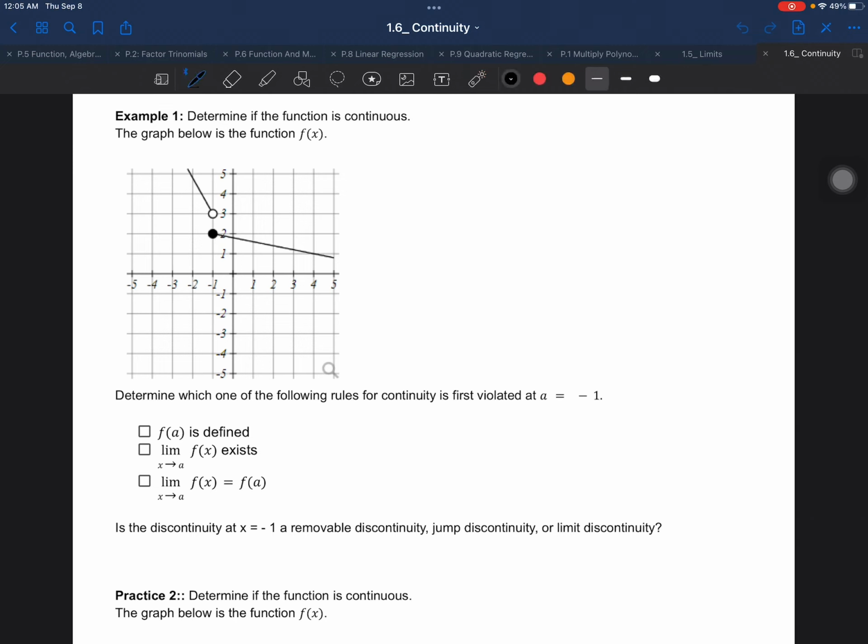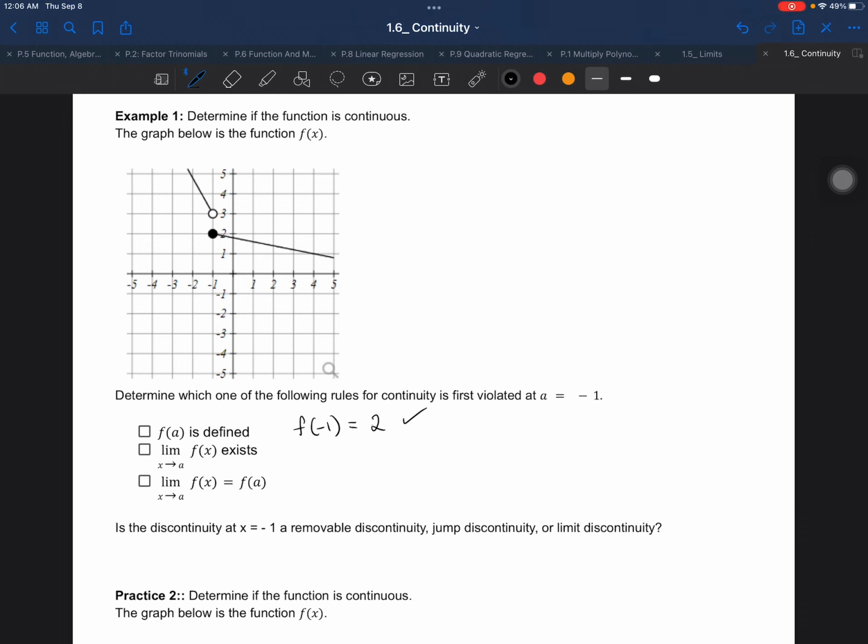Let's think about f of a. Is f of a defined in this example? And what I mean by f of a is whether f of -1 is defined. If we notice, the value at -1 is defined here. There's a solid dot there. So it is defined. In fact, it is positive 2. So that's good, and that's not what makes the function discontinuous. All right, so let's check the next one.